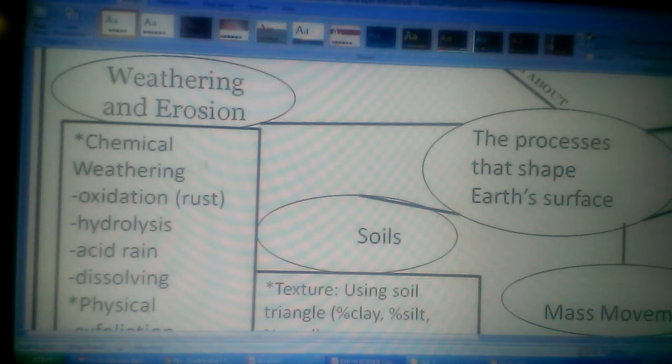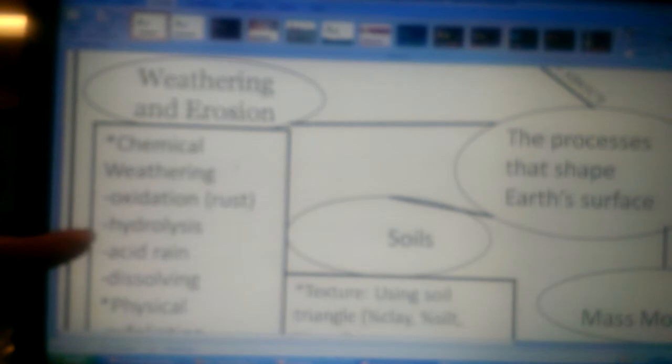Chemical weathering includes oxidation or rust, hydrolysis or reaction with water, acid rain, which can include any type of pollution that's turned into acid rain. It's predominantly carbonic acid. Then dissolving. That would be dissolving it into its ionic form.